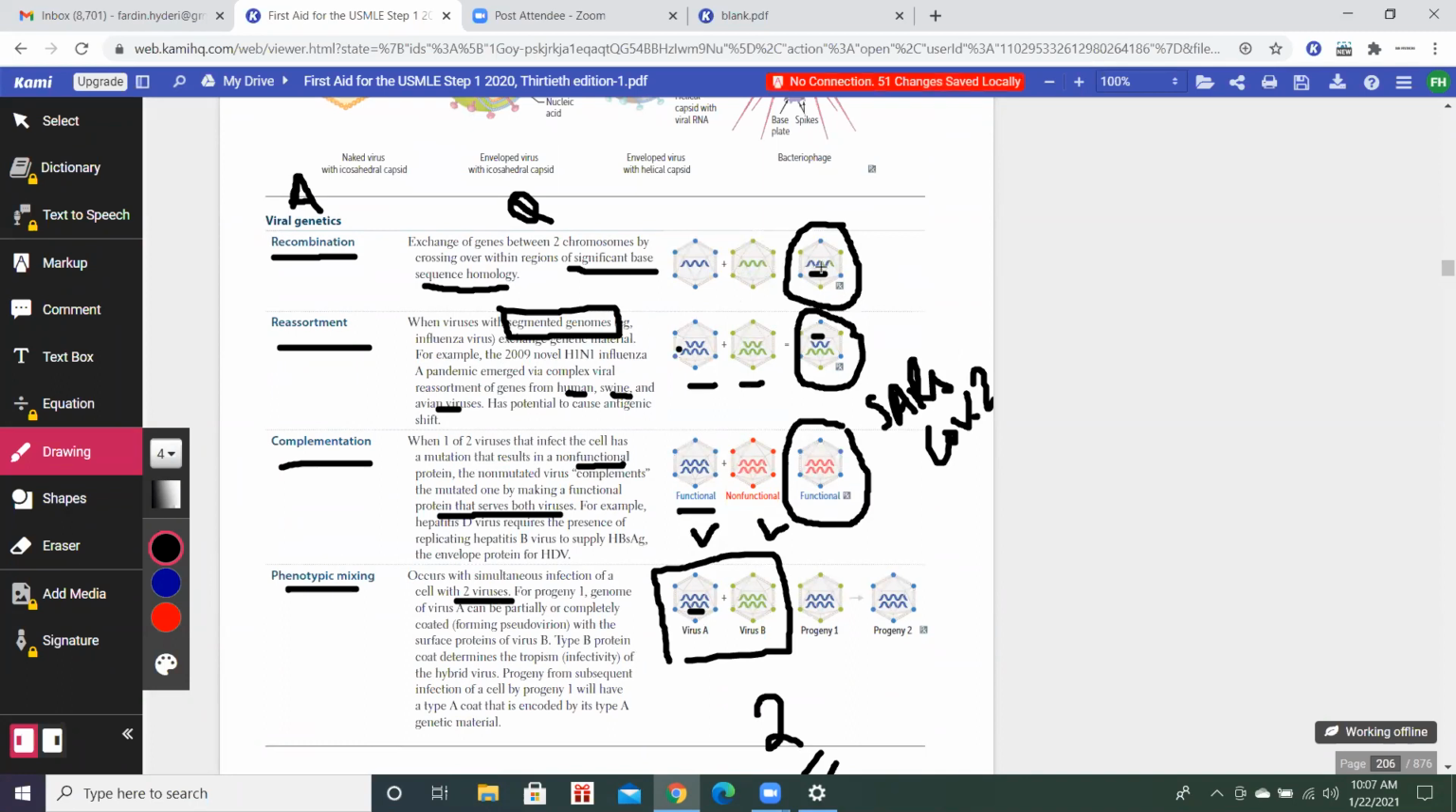Can you guys hear my voice? Okay, I have no clue why it says no connection. I just got a little bit worried that my internet was not working.